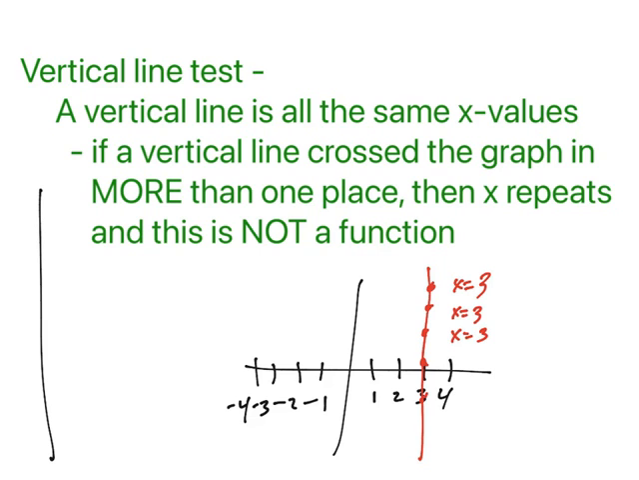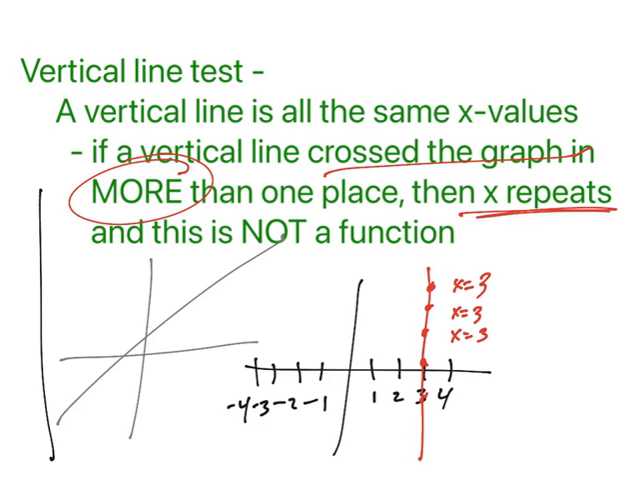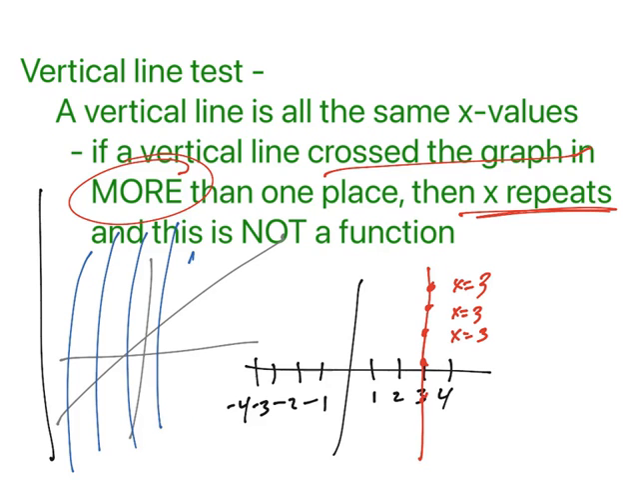So if we throw a vertical line and it crosses the graph in more than one place, that means the x repeats, so it is not a function. So what you're looking for is that when you have a graph and then you put vertical lines all over it, you only want it to touch the graph in one place for it to be a function.